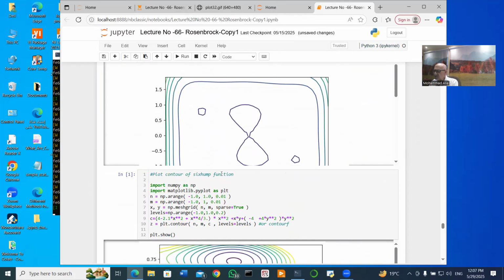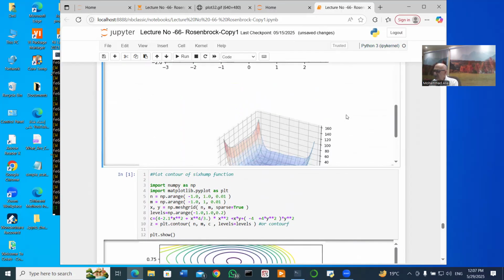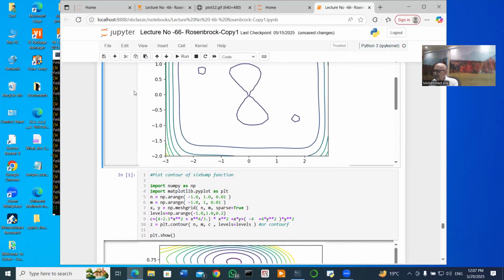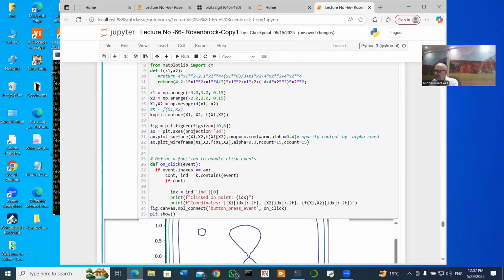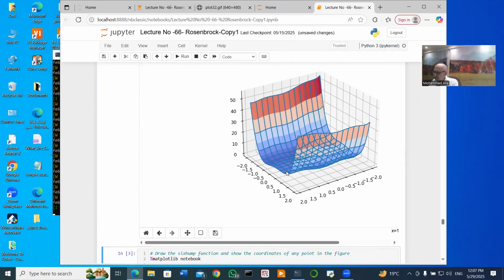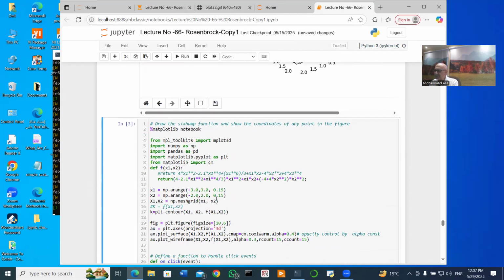Here I will show you how we plot the same figure, but with some addition, which makes it possible for you to put the pointer where you want, and you will get there the coordinates of that point: the height, x position value, and y position value.